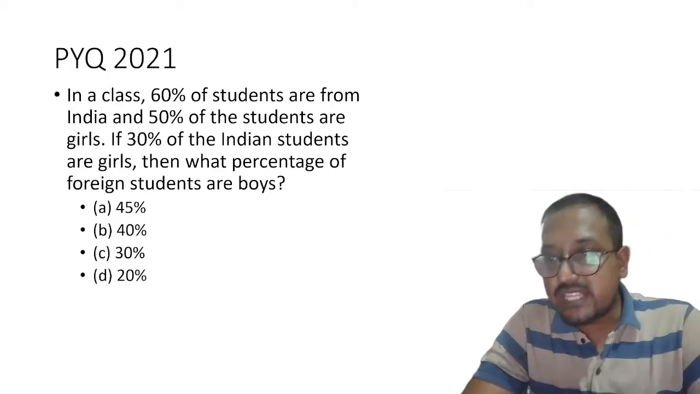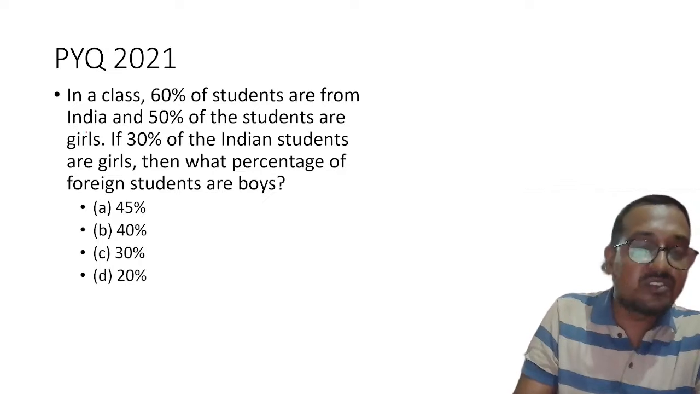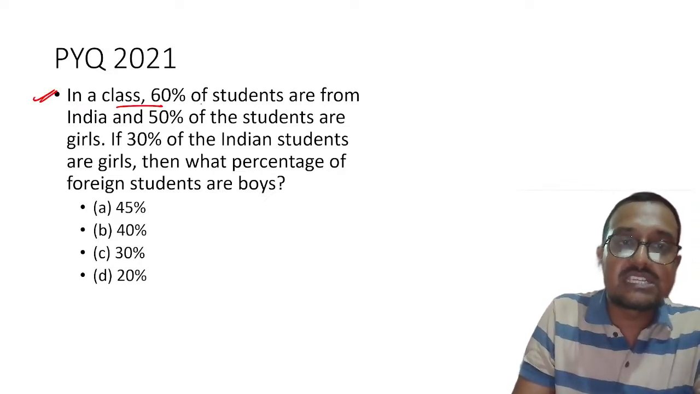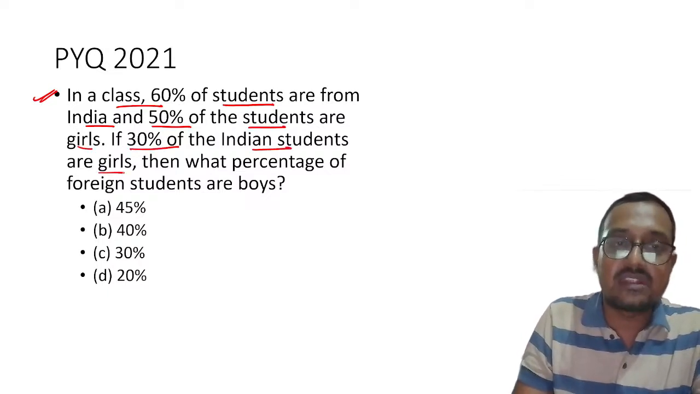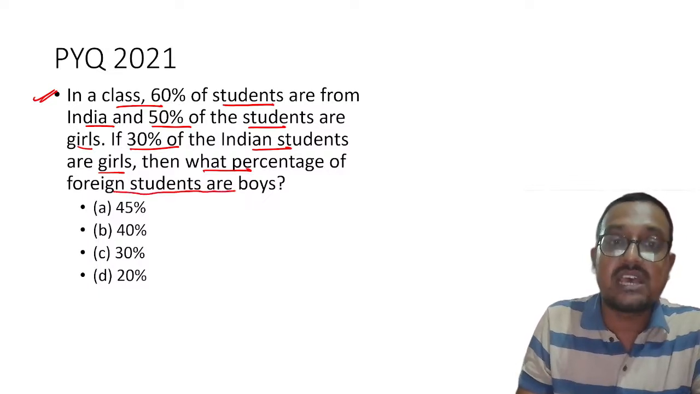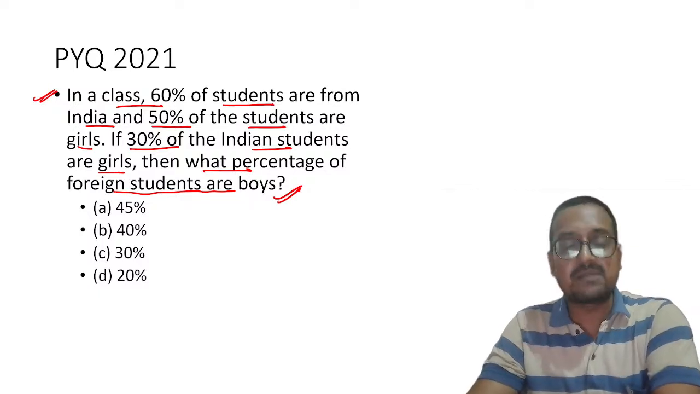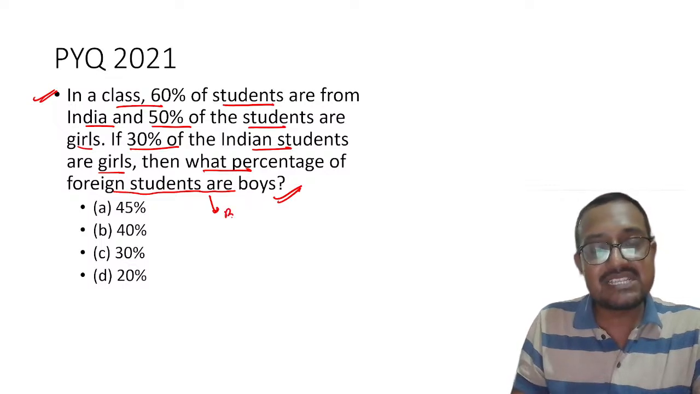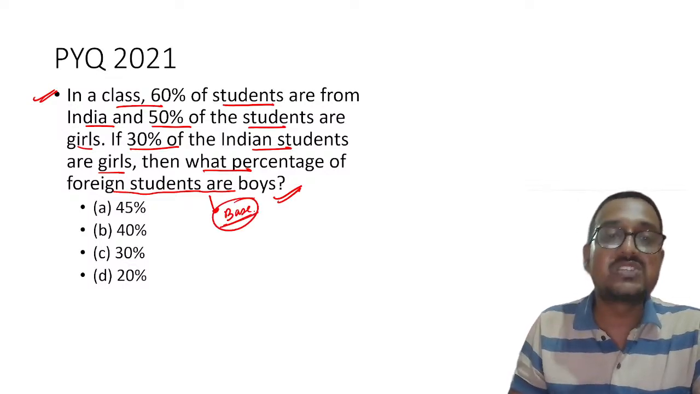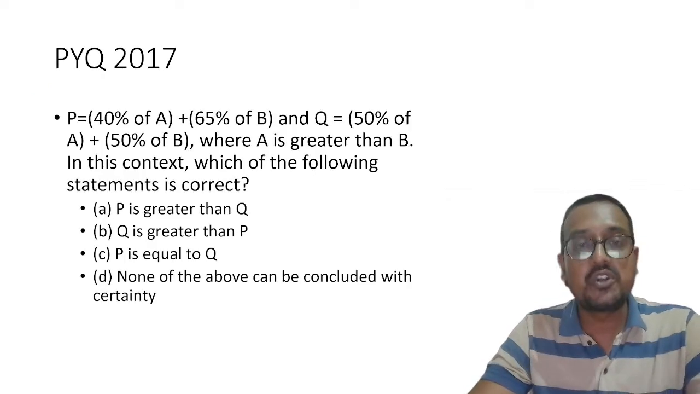So my dear students, as usual, the first two questions which I will solve for you are in front of your screen. In a class, 60% of students are from India and 50% of students are girls. If 30% of Indian students are girls, then what percentage of foreign students are boys? Please remember, students made one very basic mistake here: they forgot the base. Base was missed by many students. So we'll see what this means, where we can go wrong and how we should proceed.